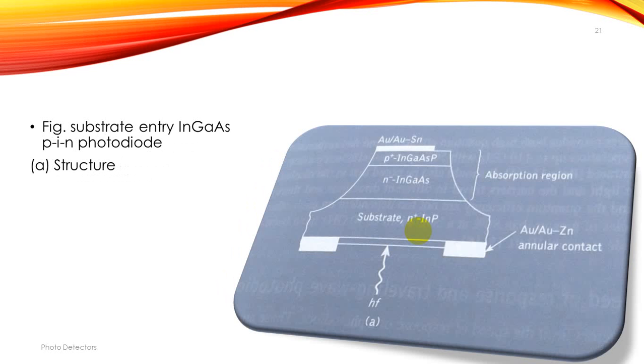Unfortunately, charge trapping can occur at the N-negative P-positive indium gallium arsenide or indium gallium arsenide phosphide interface, which may be observed in the energy band diagram of figure B. This may cause limitation in the response time of the device. However, small area substrate entry devices can be produced with extremely low capacitance, less than 0.1 picofarad. Quantum efficiency between 75 and 100% and dark current less than 1 nanoampere can be seen.